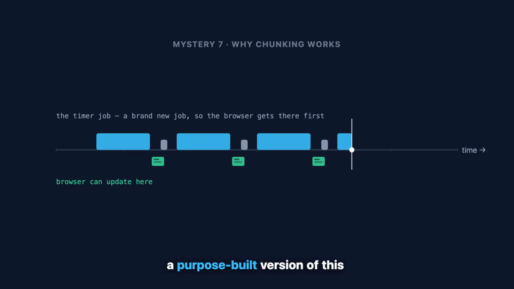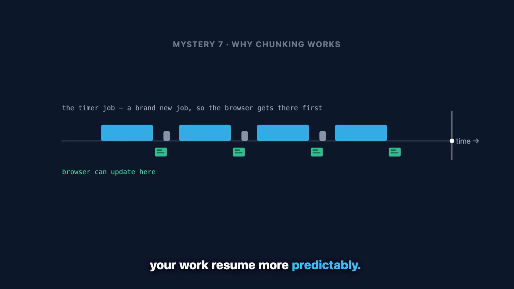There's also a purpose-built version of this called scheduler.yield. It gives control back and then schedules your work to continue through a prioritized task, instead of relying on a timer to wake it up. That usually lets your work resume more predictably.